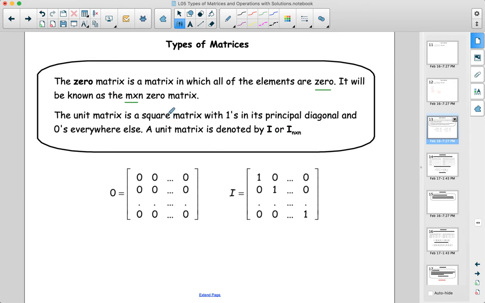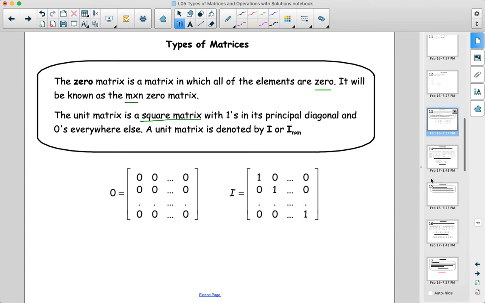Of course, that's going to imply it has to be square. It does say square here, but I didn't mention that initially. You only have principal diagonals in square matrices. This will also be called the identity matrix. So the unit matrix or the identity matrix looks like this. The principal diagonal is 1, all other elements are 0.